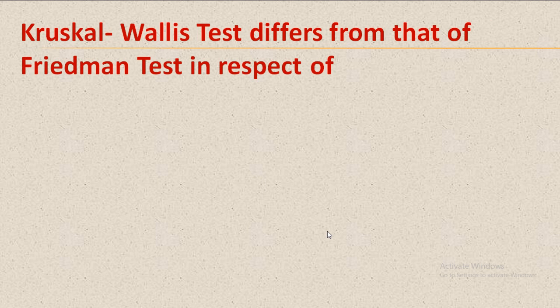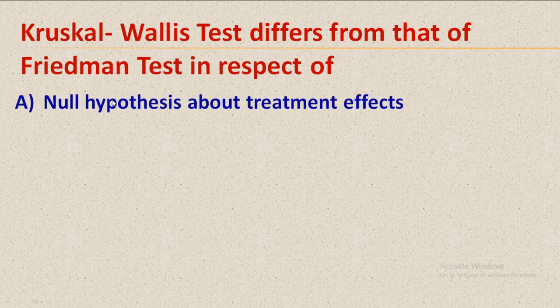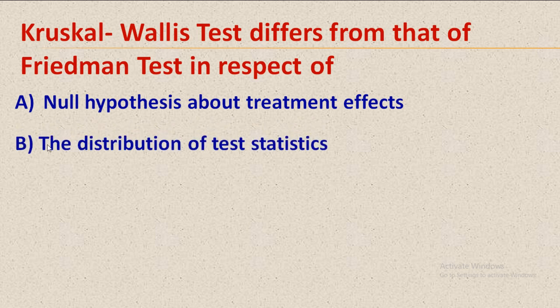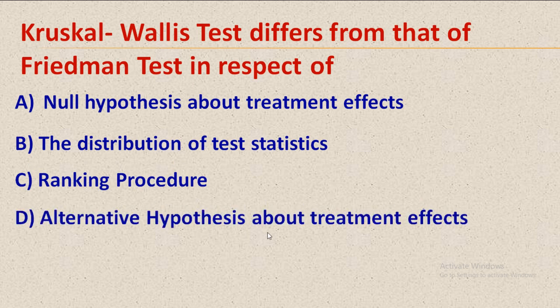The multiple options are A. Null hypothesis about treatment effects, B. The distribution of test statistics, C. Ranking procedure, D. Alternative hypothesis about treatment effects. Now, my dear viewers, let us see the solution.